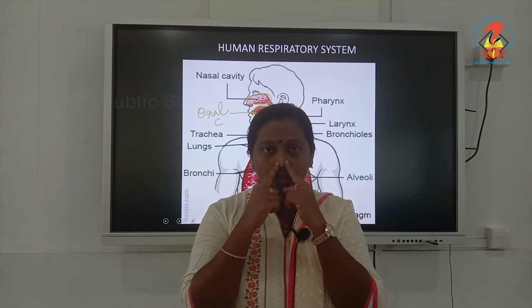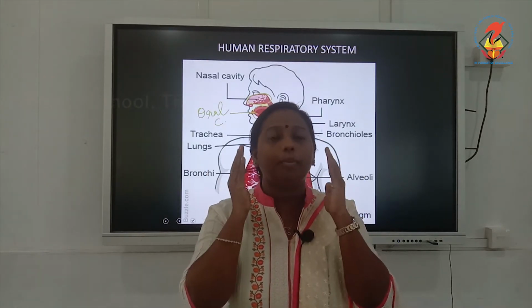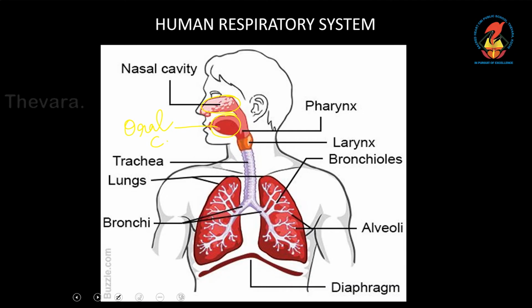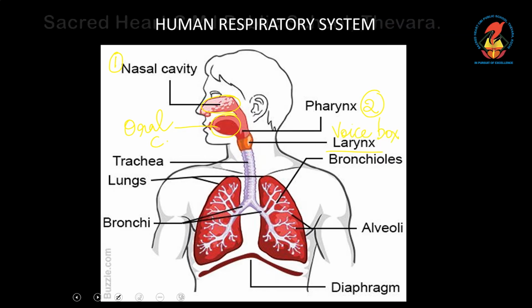So through the nostril, the air will be entering and going into your nasal cavity. The nasal cavity will go and open into a pharynx. So nasal cavity is number 1. Nasal cavity will go and open into a pharynx, that is the second part of your respiratory system. The pharynx will go and open into the next part called the larynx. Larynx is otherwise called your voice box. So larynx is number 3, the third part of your respiratory system.